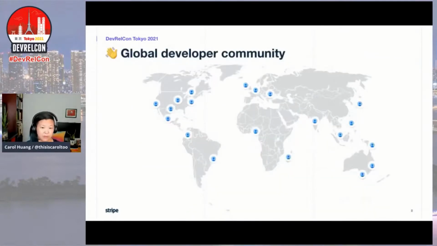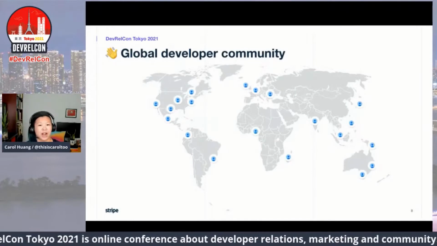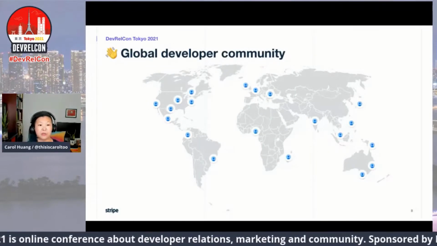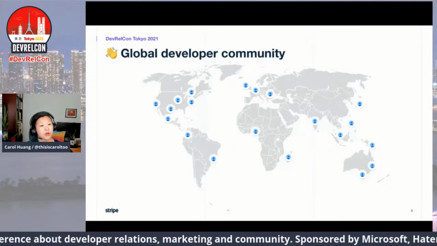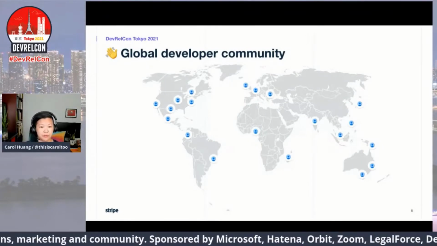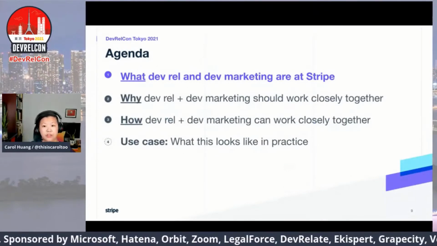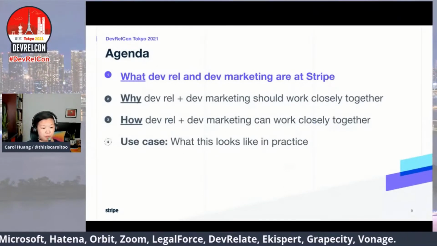In order to do that, we need to build a global developer community. This is just a map of where I at least know of Stripe developers. I am sure they're in many more places. We'd like to be all over the world, which is why we have our DevRel team. So for our first part, we'll start now with defining what DevRel and dev marketing even are at Stripe.